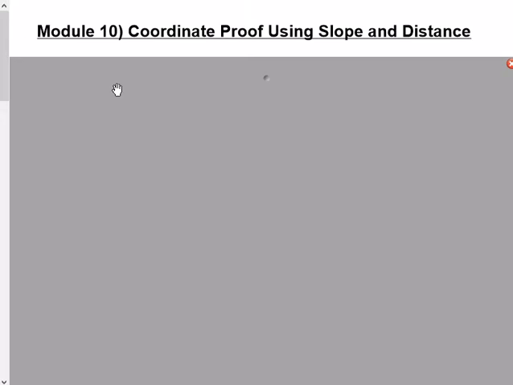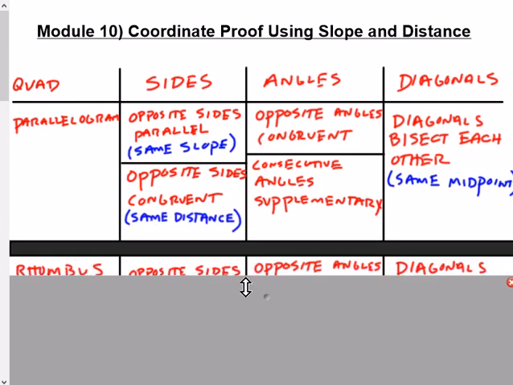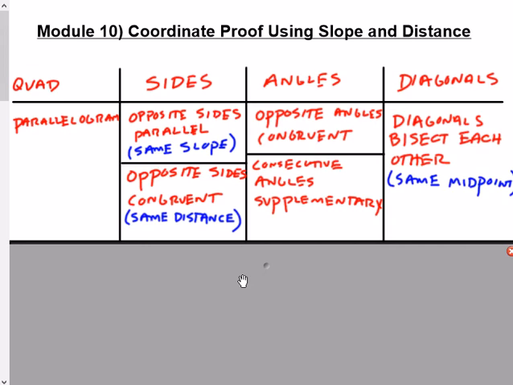Here are the notes for Module 10. What I've done in this first slide is I've made a reference sheet that gives us all in one place some facts that we know about different types of quadrilaterals, and also, if that quadrilateral were to be placed on a coordinate plane, what are some formulas that can be used to prove that what you're looking at is that quadrilateral. So to start off with parallelograms, what do we know about the sides of a parallelogram?